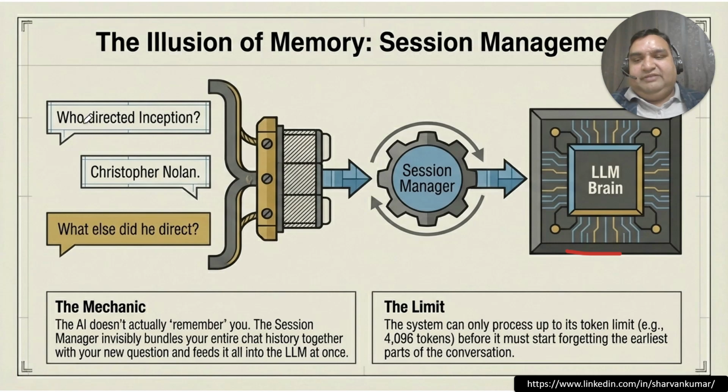For example, the first question was who directed Inception. It goes to the session manager, and let's say it responded with Christopher Nolan. Then the second question, when the user asks, what else did he direct? The session manager will append all of them and give it to the LLM brain, which would be like: who directed Inception, Christopher Nolan, and what else did he direct.